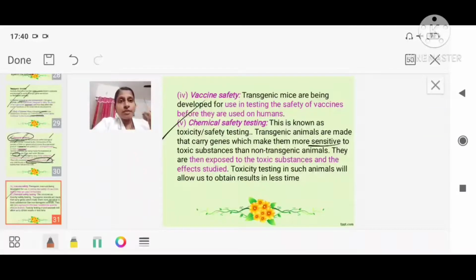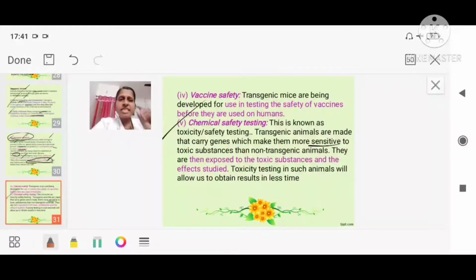If that organism is exposed to drugs or toxic substances, then it will respond immediately. And what is the response? Whether it is good or okay, we have to test it first, isn't it? So is it causing a dangerous effect or not?